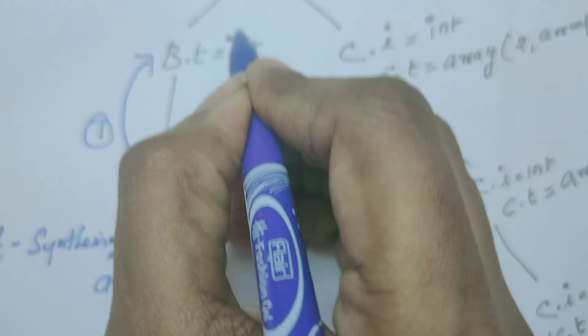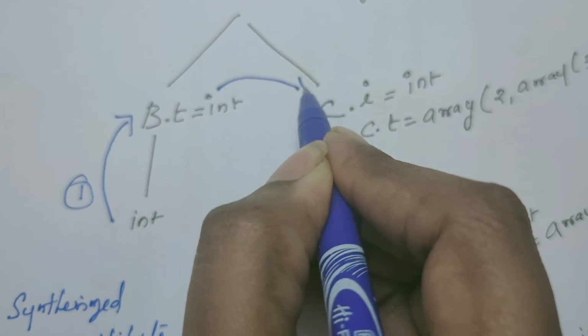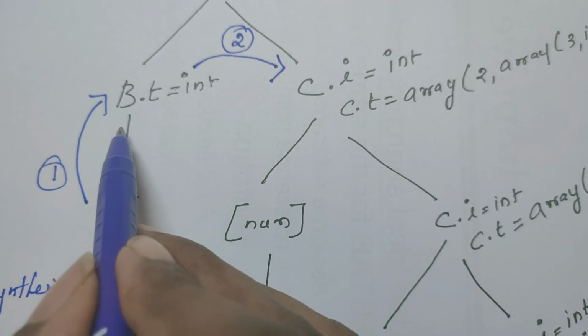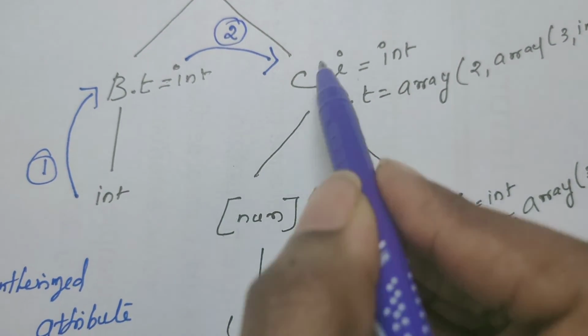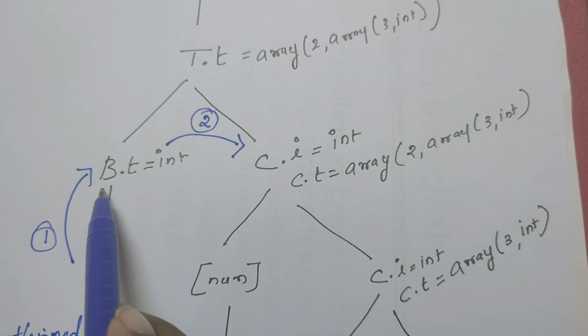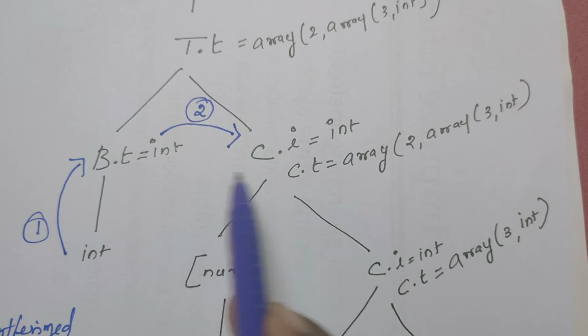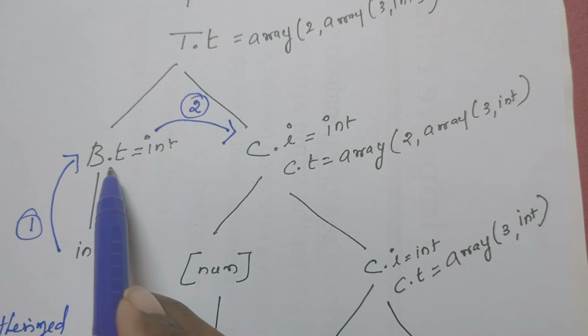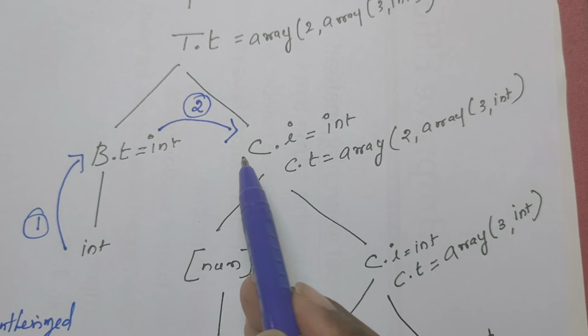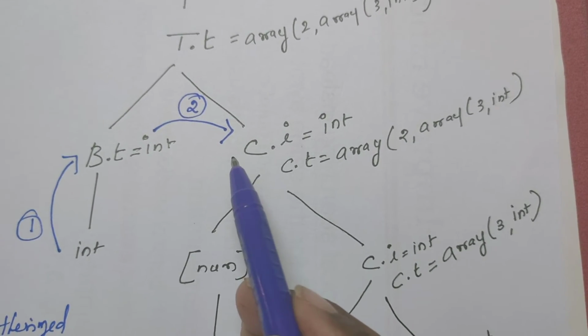Then from B, the value is being passed to its sibling. This is the second step that takes place. B dot T to C. Now look at the parse tree. T derives BC is a rule, right? So first B takes a value. From B, the value is being passed to C. Now let us write correspondingly the semantic rules.